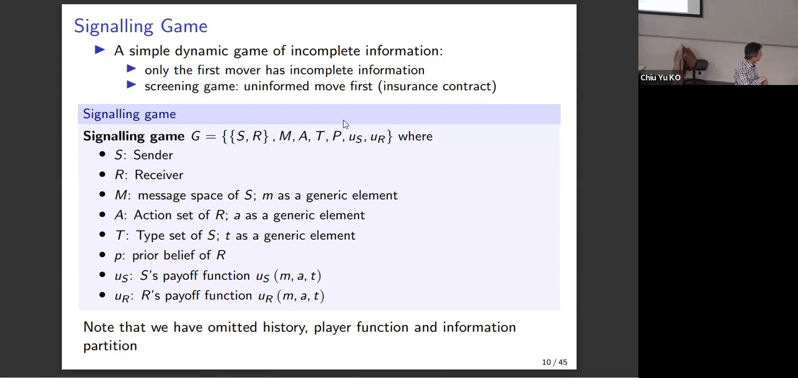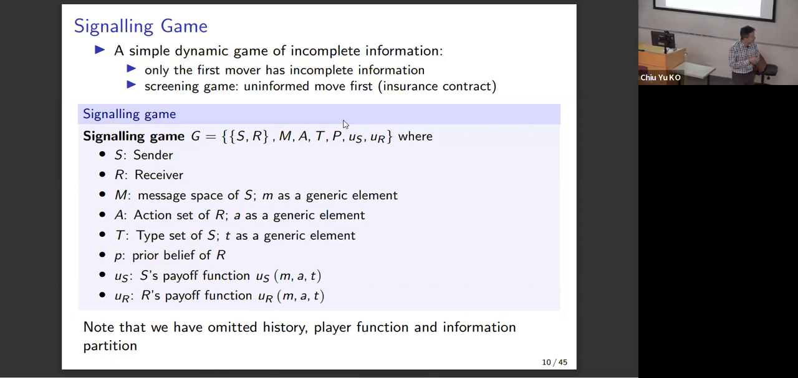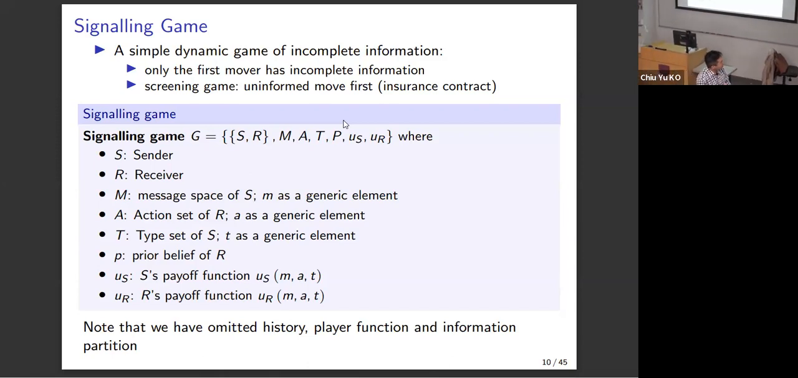So the standard game is very simple. How to define it? There's a sender, there's a receiver, and the sender is going to send some message, big M, and small m is the generic element. A is the action, and the type is only the sender's type. We have some belief, and the payoff depends on the message, action, and type.